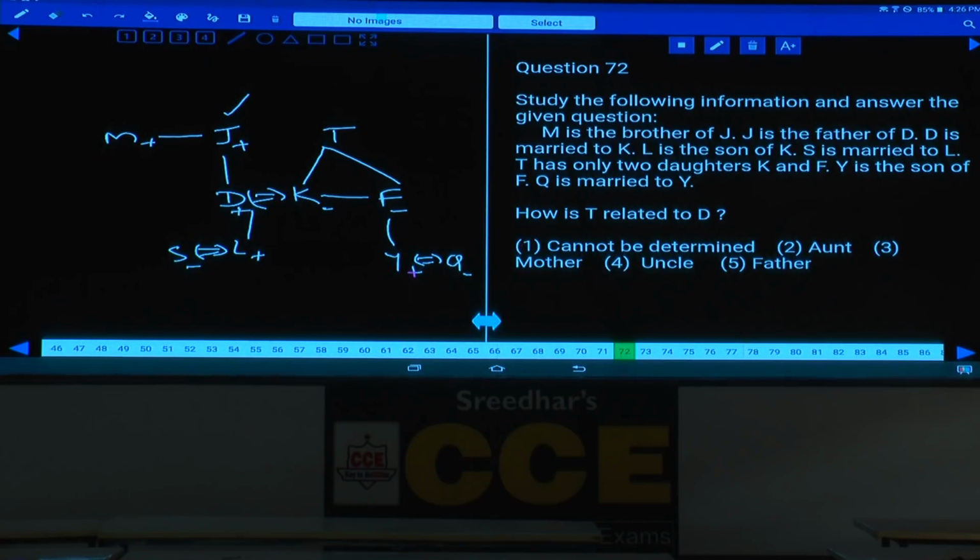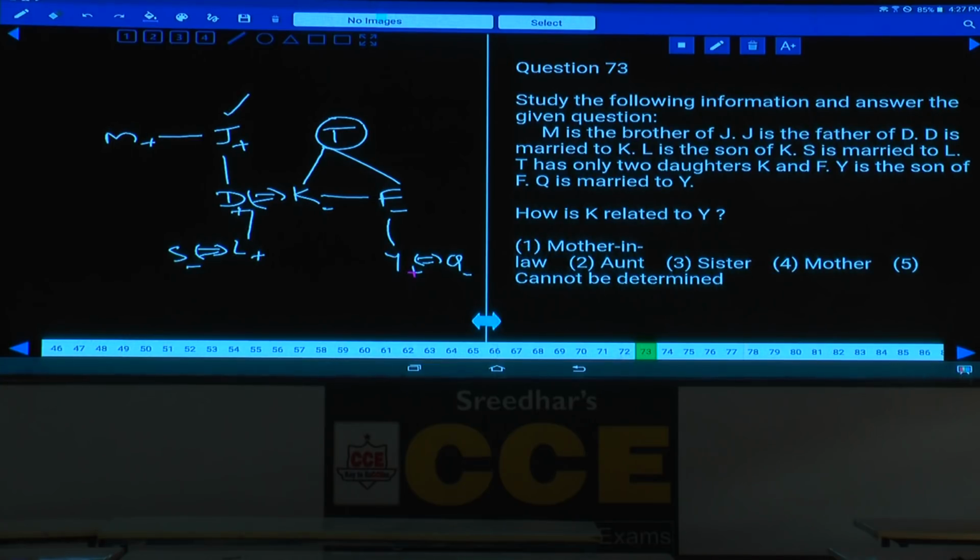Then 72, how is T related to D? Now T related to D, D's wife is K, wife's parent. Hence, if this T is a male, father-in-law, or if this T is a female, then mother-in-law. The answer could be either father-in-law or mother-in-law. The gender is not known, hence cannot be determined.